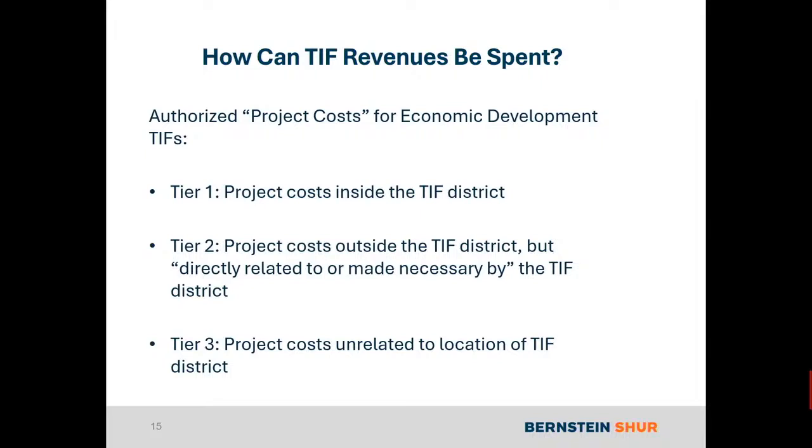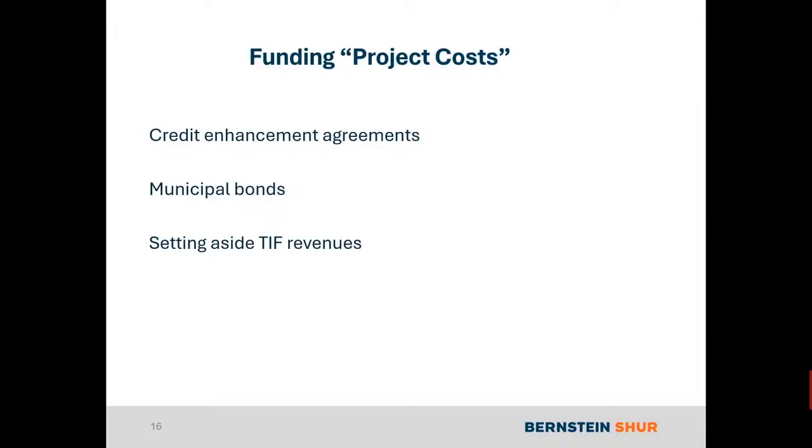So if you find projects in the future that you want to spend on, we also get asked to help with amendments. You can always amend your TIF in the future. And we do that quite often when a city decides, you know what, there are some project costs that we'd like, that aren't in there, so we're going to amend it to add authorizations to spend additional funds.